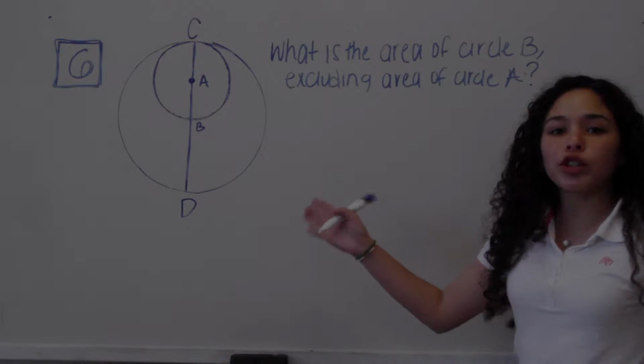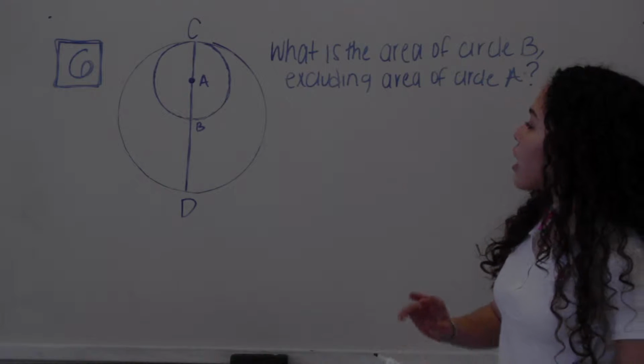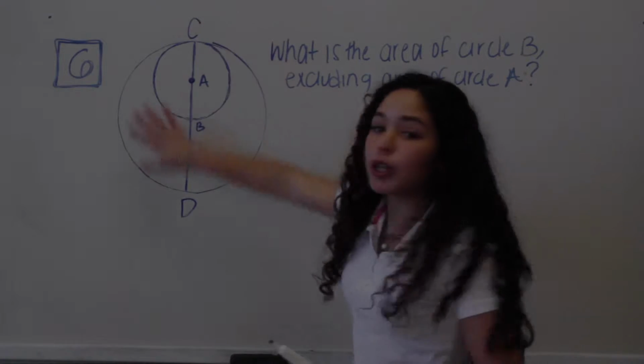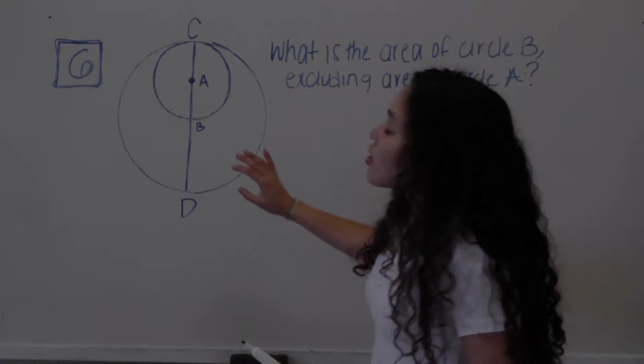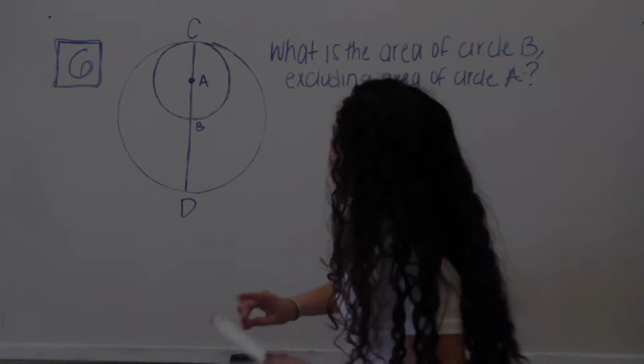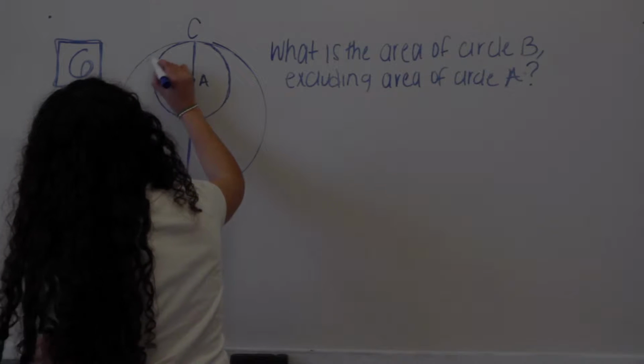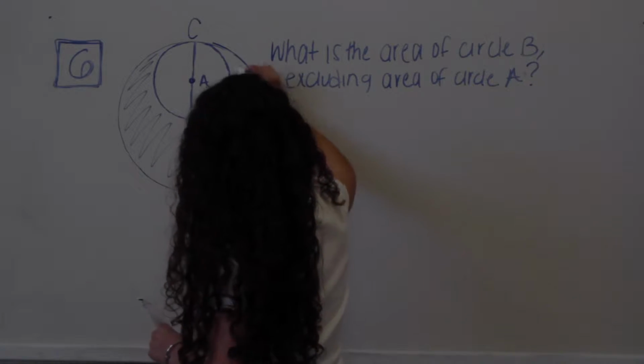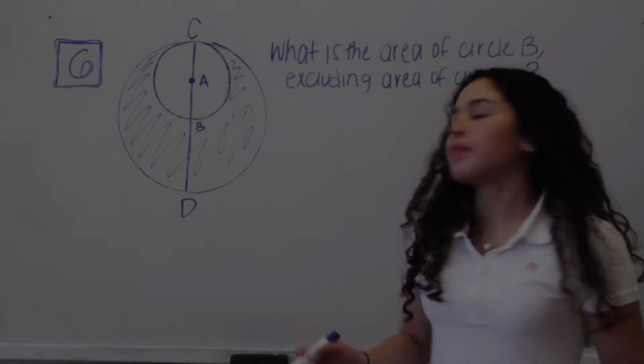So basically what this question is asking you is to find the area of circle B, which is this big circle right here, minus the area of circle A. So you're basically going to be looking for the area of this shaded region, okay? And now I'm going to explain to you how to do it.